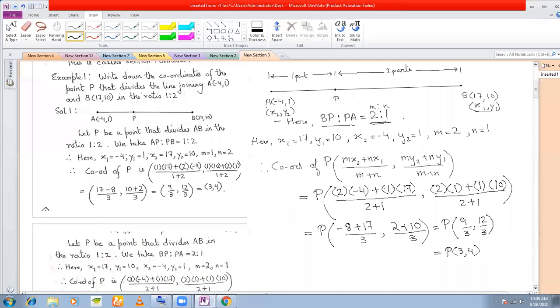And remember, when we were taking A as x1, y1, we took the ratio AP is to PB is equal to 1 is to 2. But when we are starting from B, we took the ratio 2 is to 1, that is BP is to PA. Remember this, this is very important. So wherever you are starting, your ratio will change accordingly. Clear?